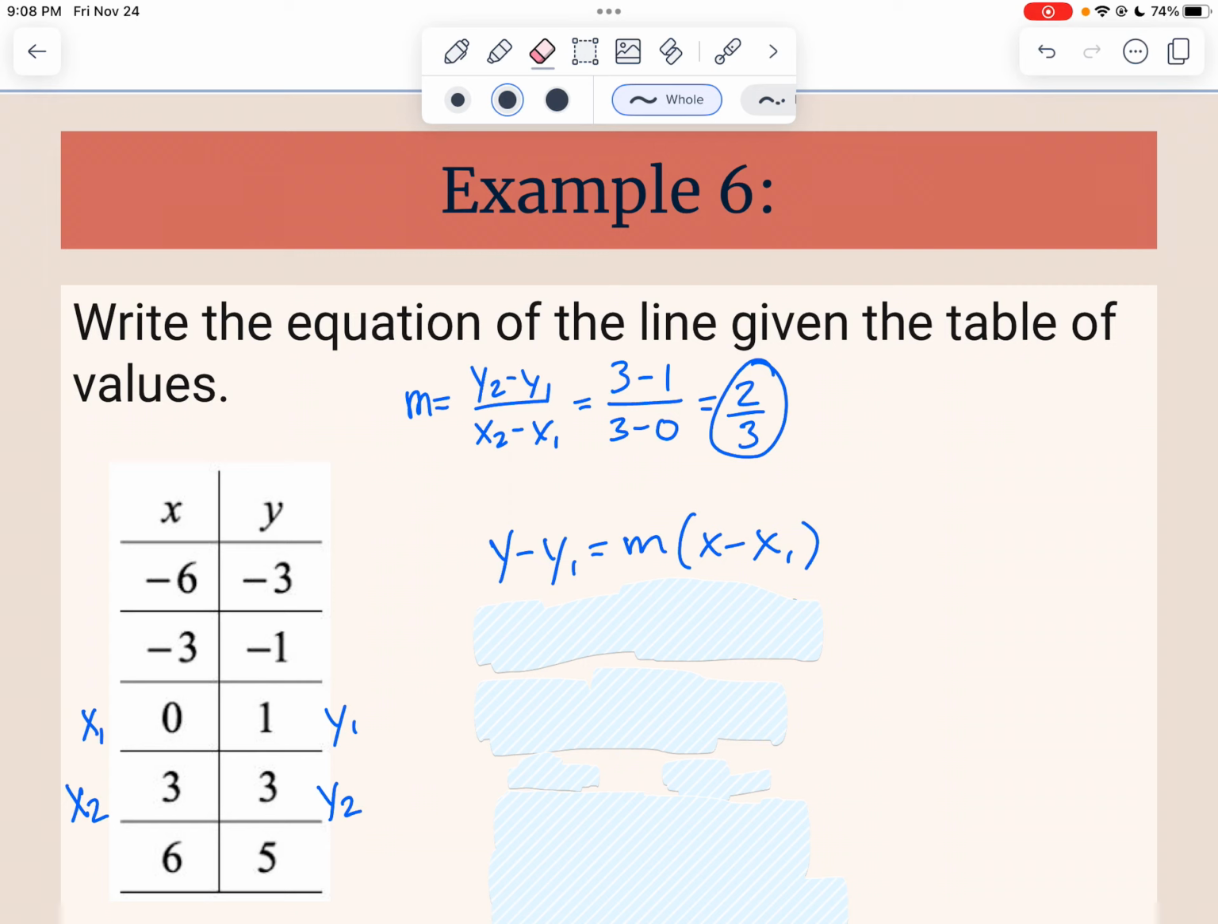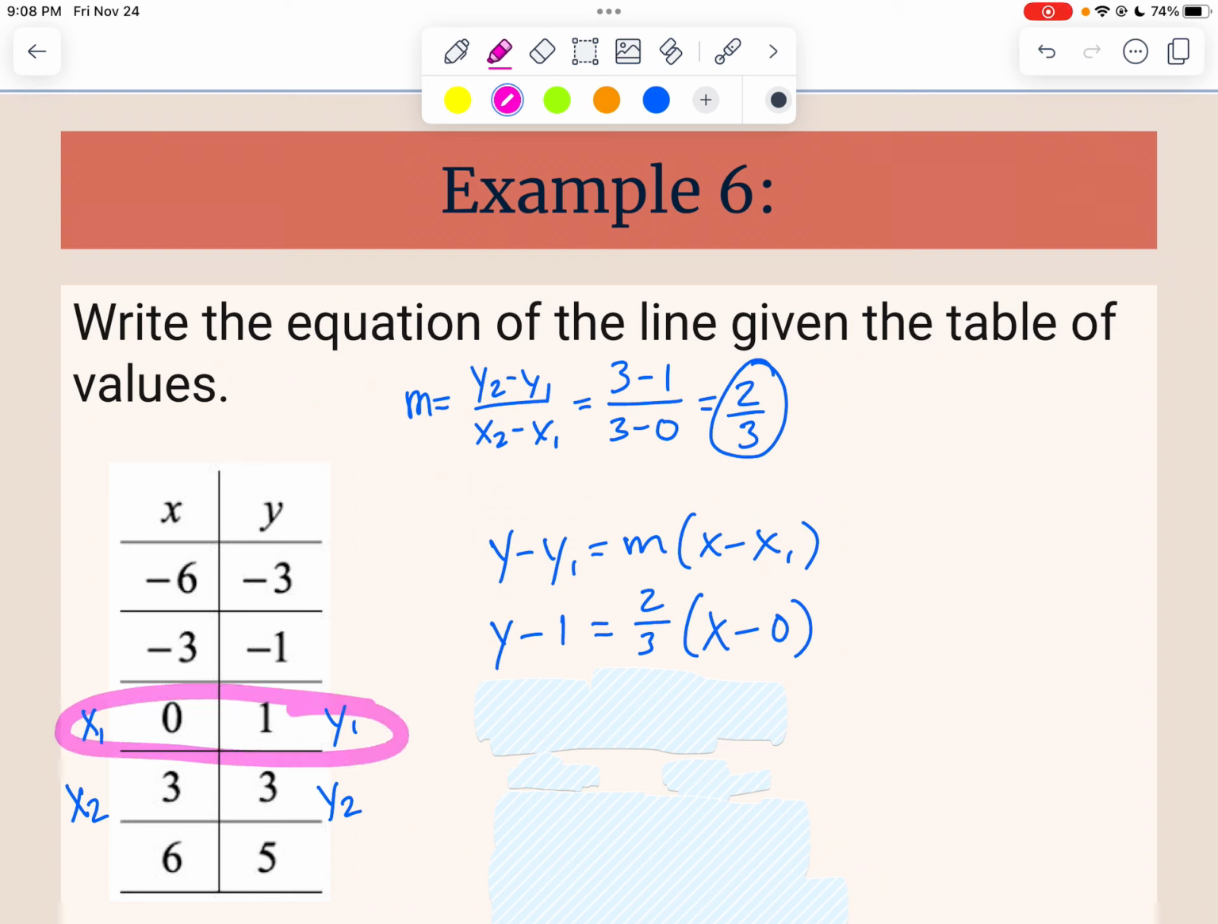Then from there, I'm going to pick one point. Let's see, what point did I pick? I picked the point (0, 1), this point here. That's the ordered pair that I decided to go with. So my y coordinate was 1, my x coordinate was 0, which if we subtract 0, it's really just 2/3 times x.